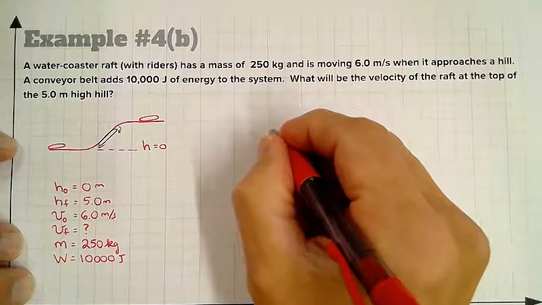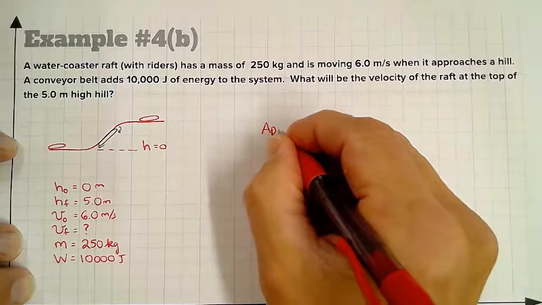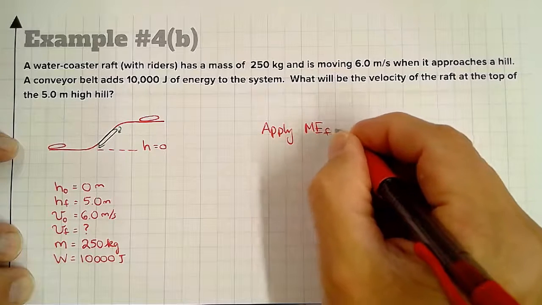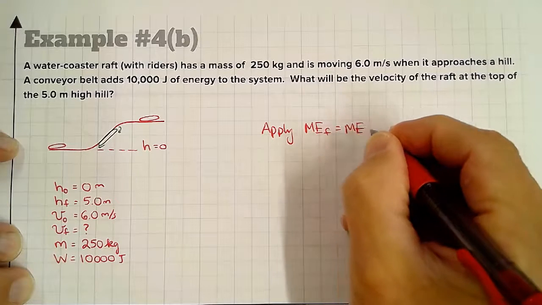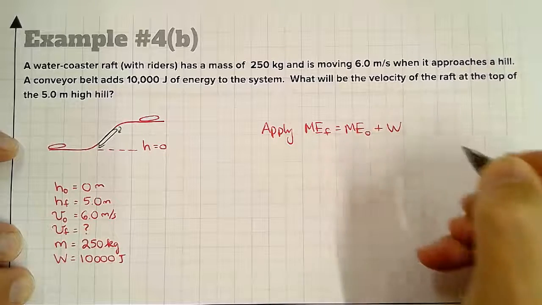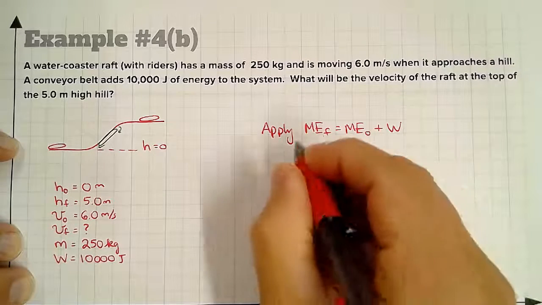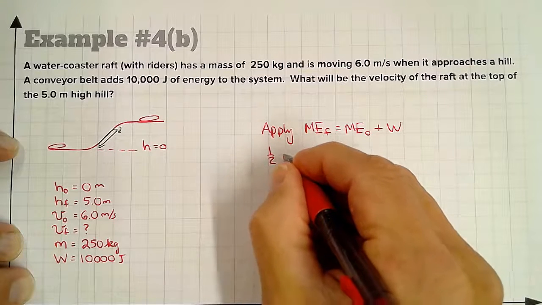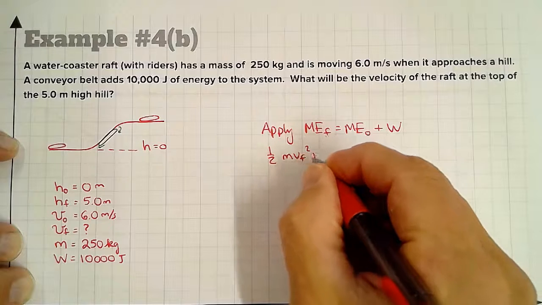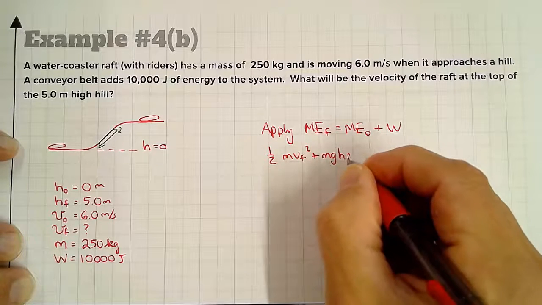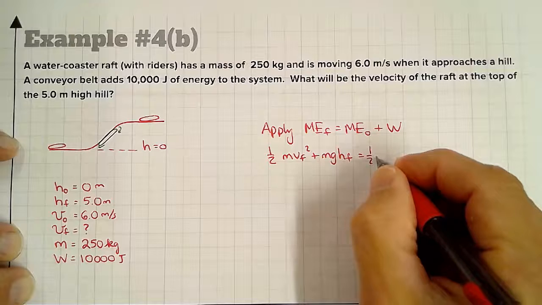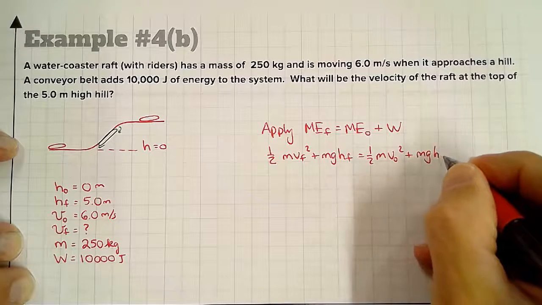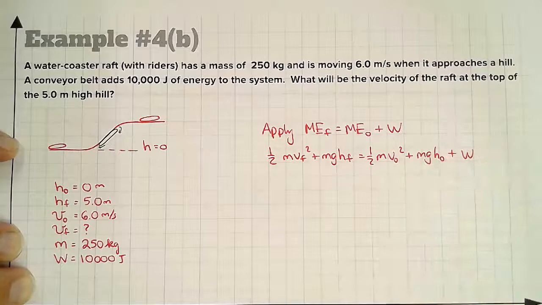So we are going to start with our big principle. We are going to apply the principle of conservation of energy. So ME final, the energy at the end of the problem, is equal to the energy at the beginning plus any work that was done on the system. For this problem, that means that 1/2 the mass times the final velocity squared plus mgh final must equal 1/2 the mass times the initial velocity squared plus mg times h initial plus W.